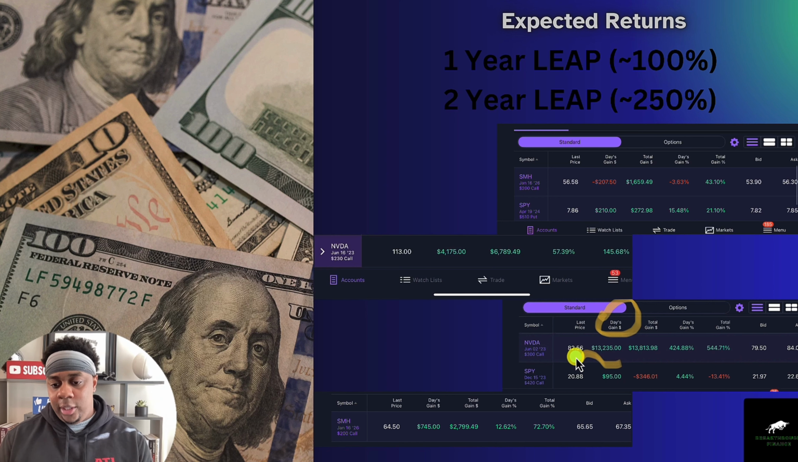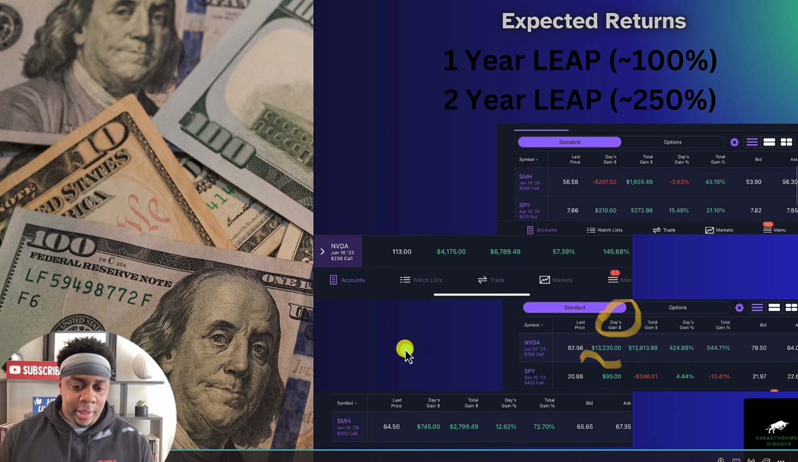So here's another Nvidia position. I guess I was really excited because I highlighted everything here. But we look for the day, I was up 13,000, total gain 13,000. This option went up 400% for me, going up to 544% total, which is pretty good. I had another position down here that was going up for me. I was down at the time, and then this one did end profitable for me.